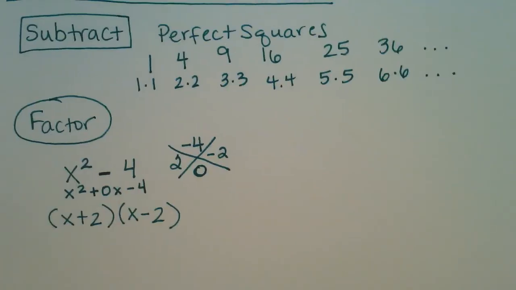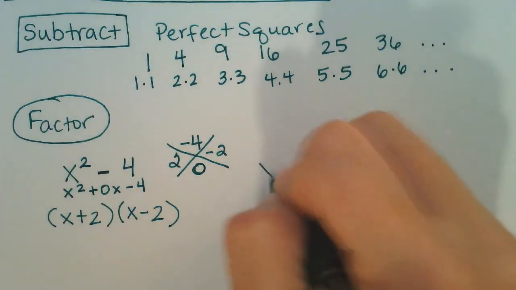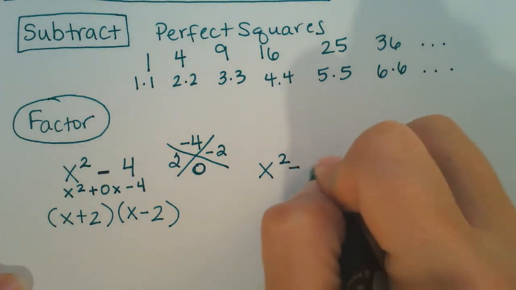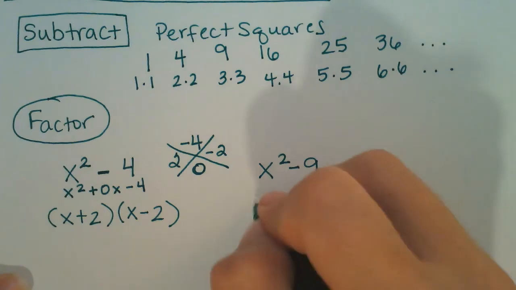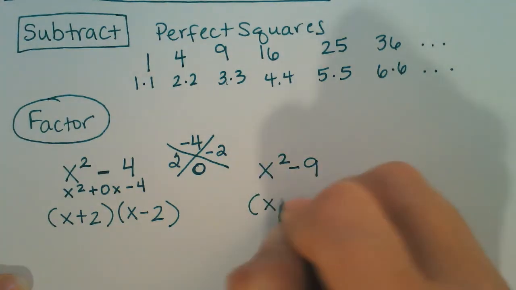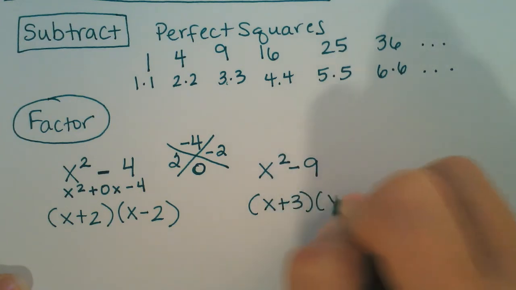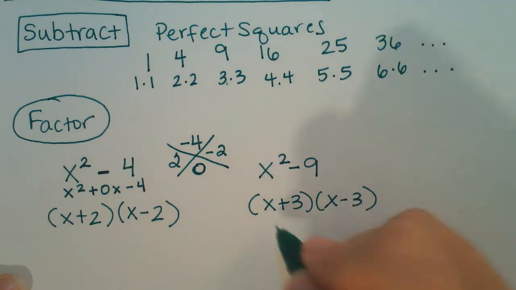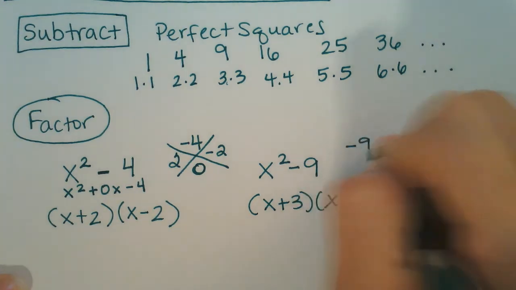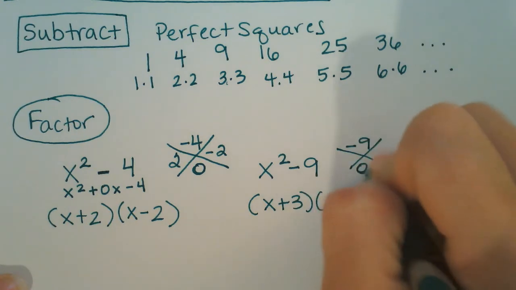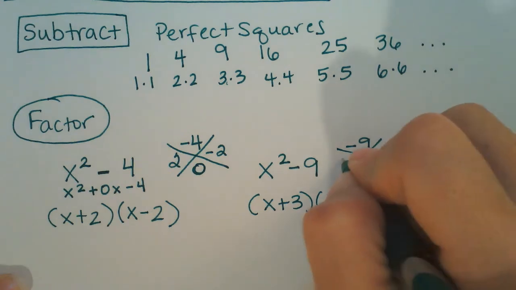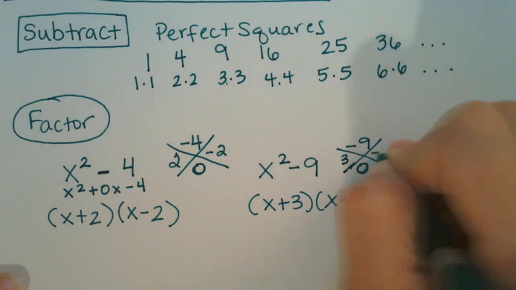We'll just factor the difference of squares. Let's say x squared minus 9. So 9 is 3 times 3. So I'm going to use a positive 3 and a negative 3. And I have to use a positive times a negative because this is a negative 9. We would need factors of negative 9 that add to 0, because again, there's not that middle term we're used to seeing. So you get a positive 3 and a negative 3.